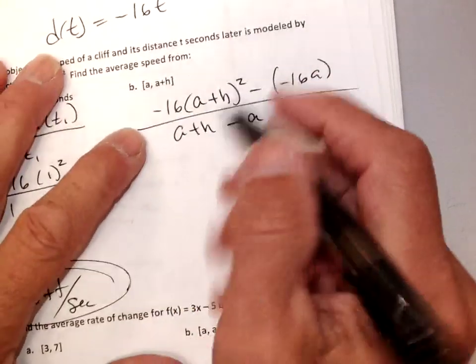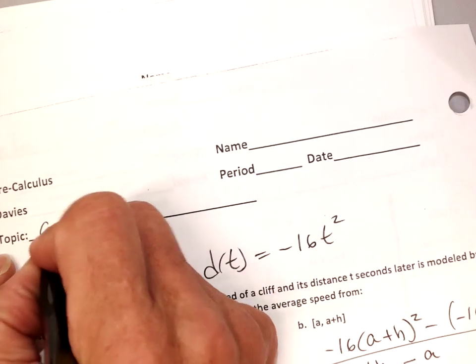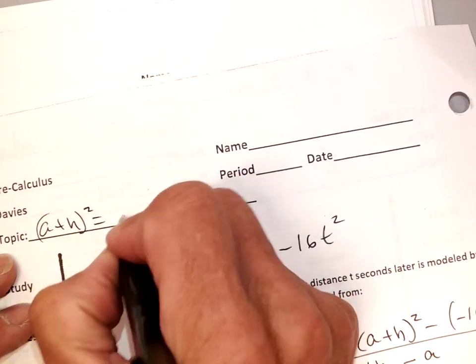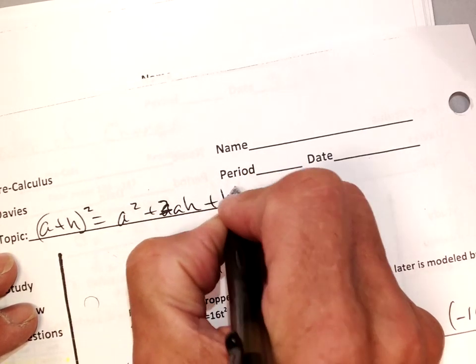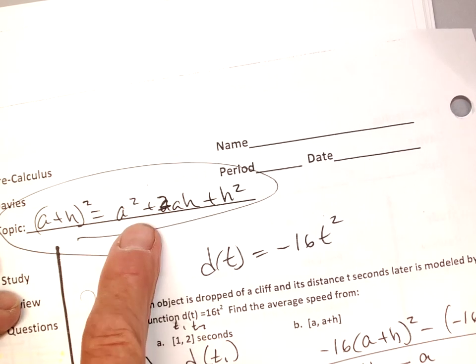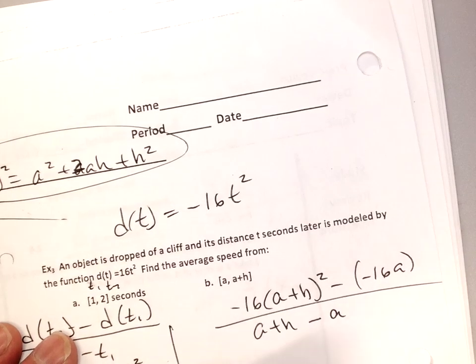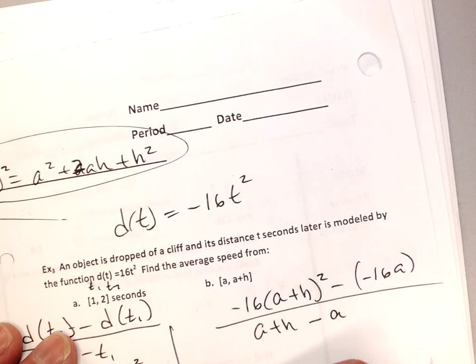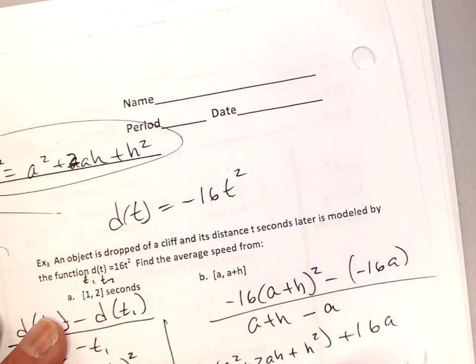So if I do the math, and again, just to shortcut this because I'm running out of room, hopefully you guys all know this. So (a plus h) squared is a squared plus 2ah plus h squared. Remember that? Do you mind if we shortcut this so we have less work to do? Because we've done this problem lots of times, right? So here I'm going to have negative 16 times (a squared plus 2ah plus h squared) plus 16a, all over h.